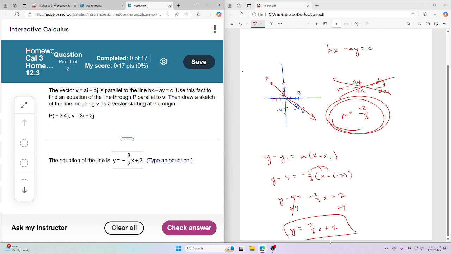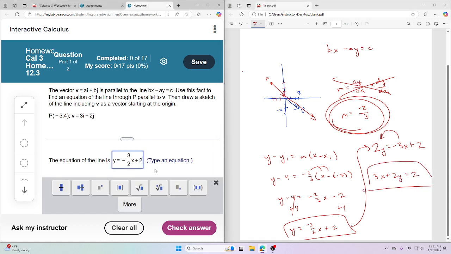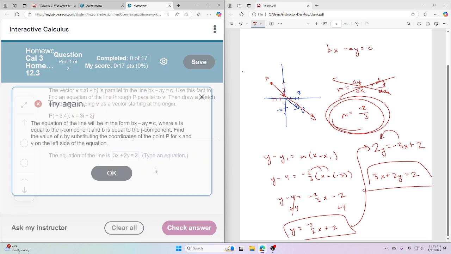Continuing on from where I am, they don't have fractions. We're not going to want fractions. So I'm going to literally multiply everything by 2. And so that would be a 2y is equal to negative 3x plus 2. And they want both the x and y on the same side. So I'm just going to move that over. So I got 3x plus 2y is equal to a positive 2. And I want to try that. So that's just moving things around to their liking.